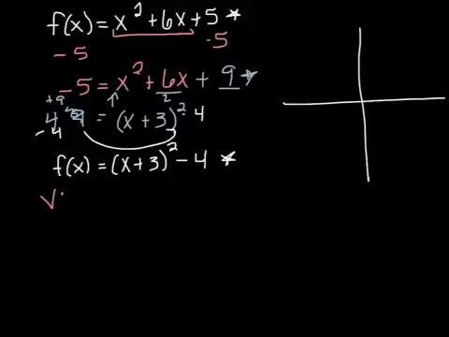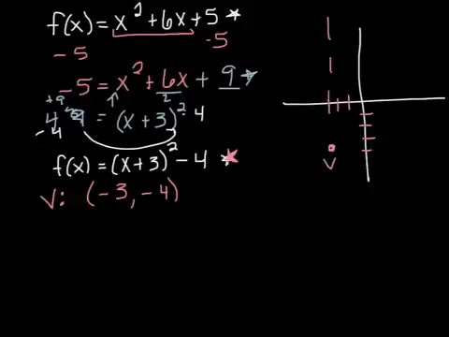So let's start with the vertex. I'm going to go to this equation right here, and I know the vertex is the opposite of 3, negative 4. So negative 3, negative 4 is my vertex. My axis of symmetry cuts that in half. So I can say the axis of symmetry is the equation x equals negative 3.